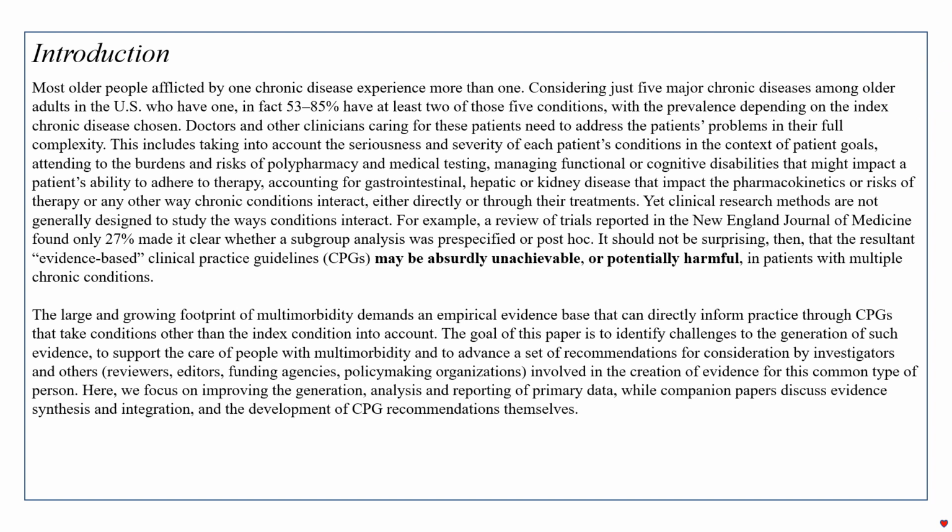Introduction. Most older people afflicted by one chronic disease experience more than one. Considering just 5 major chronic diseases among older adults in the United States who have one, in fact, 53 to 85% have at least 2 of those 5 conditions, with the prevalence depending on the index chronic disease chosen.